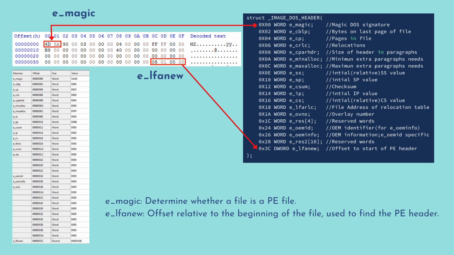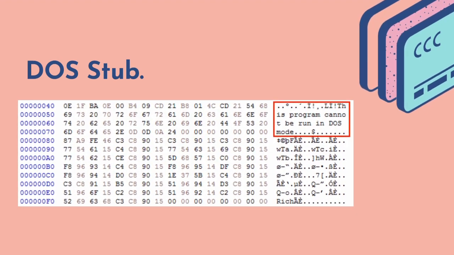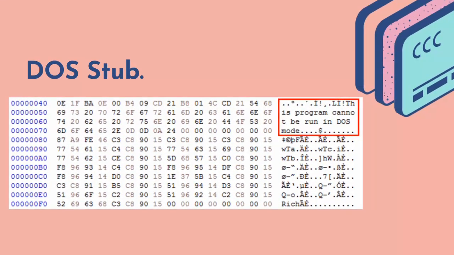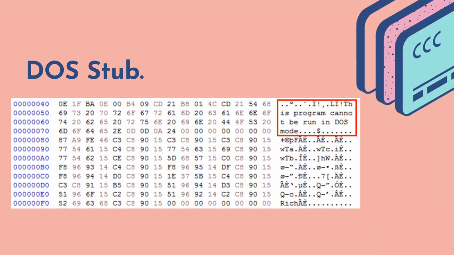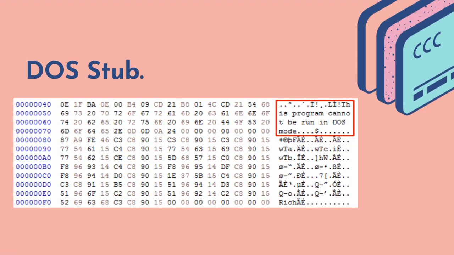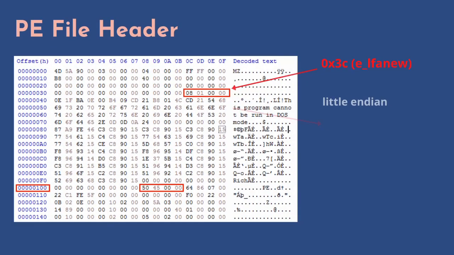Hexadecimal 3C location represents the address of the PE header as shown in the diagram. PE location address is hexadecimal 108. DOS stub. A DOS stub is a tiny program or a piece of code that is run by default when the execution of an application starts. This DOS stub prints out the message, "This program cannot be run in DOS mode," when the program is not compatible with Windows.